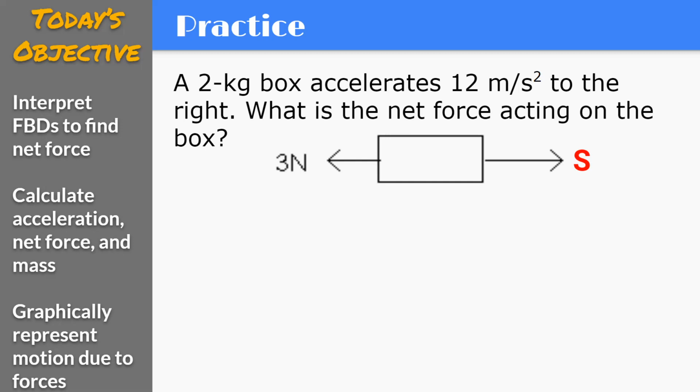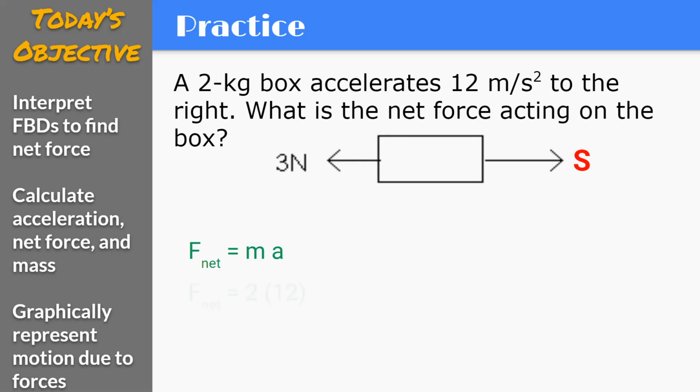It says a 2 kilogram box accelerates 12 meters per second squared to the right. What is the net force acting on the box? And then I have a free body diagram with one force labeled as 3 newtons and the other one is S. I don't know what it is yet. Okay, but I actually don't need the diagram to solve the question. The question already gives me a mass and it already gives me an acceleration. If I know the acceleration and the mass of the object, I can solve for net force using the same equation we learned yesterday. F net equals m times a.